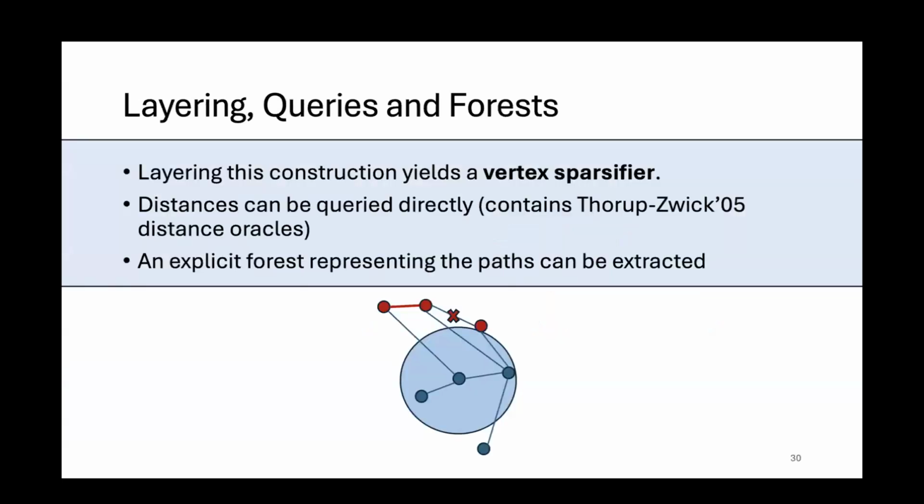Finally, layering this construction yields a vertex sparsifier. Distances can be queried rather directly because this vertex sparsifier contains the Torup-Zwick distance oracles, and an explicit forest representing the paths can be extracted by gluing together these core graph components in a more or less direct way.